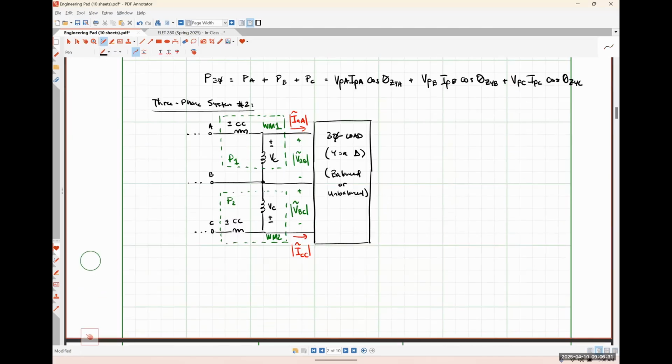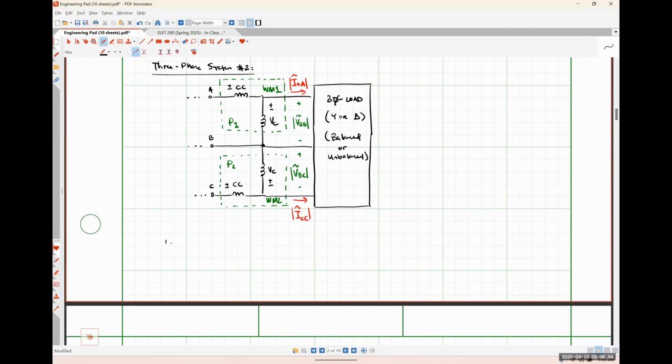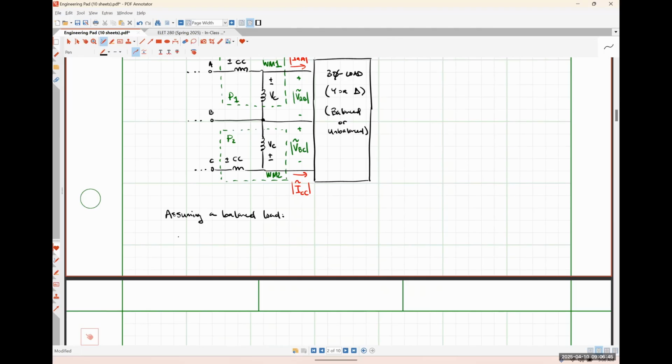So if we assume a balanced load, our power P1 is just going to be the magnitude of VAB, which is essentially a line voltage, times the magnitude of IAA, which is a line current. And then we're going to have cosine of theta z plus 30 degrees.